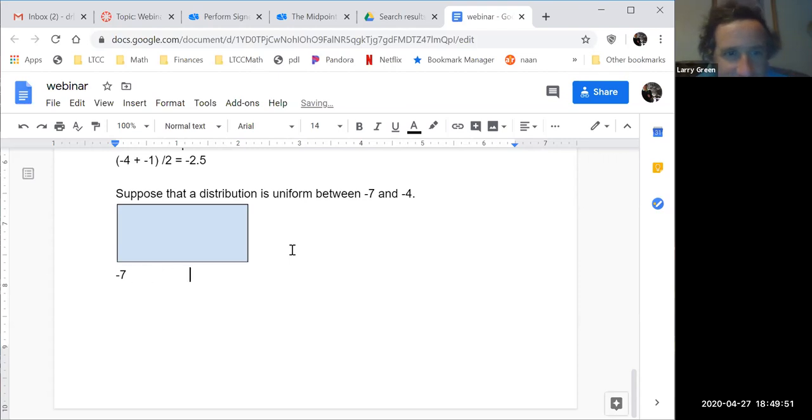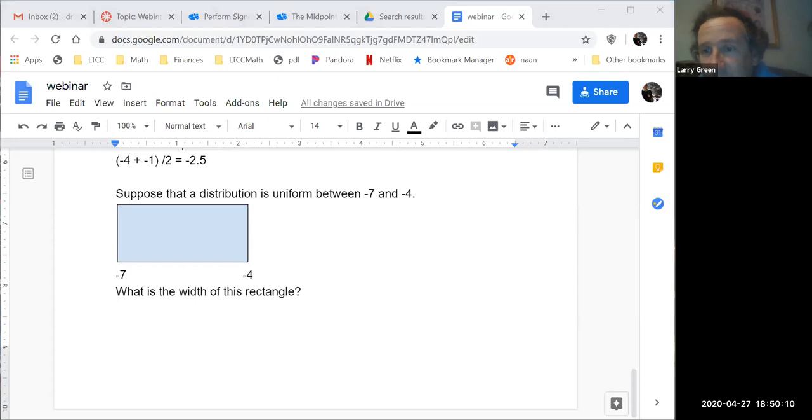-7. This will still work. -4. What is the width of this rectangle? So this is a common thing you have to do in stats, is that you're going to be given a rectangle. Sometimes you have to draw it. Sometimes you're going to be given it. And you have to find the width of the rectangle, because it turns out you find the height by taking the width, multiplying by the height, and saying that's equal to 1.